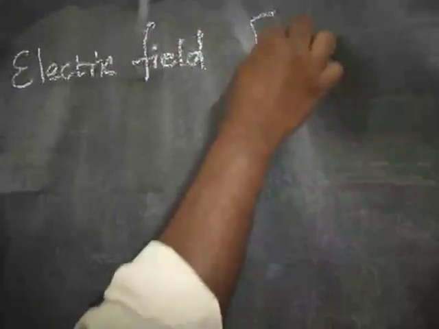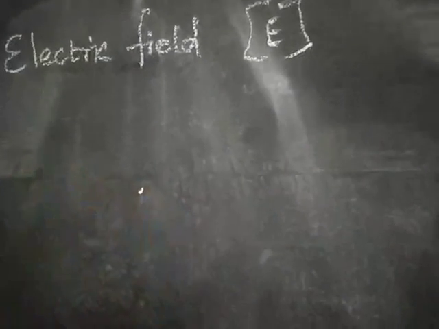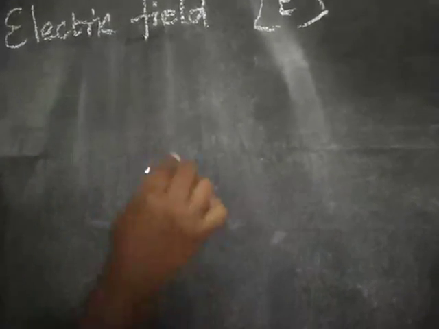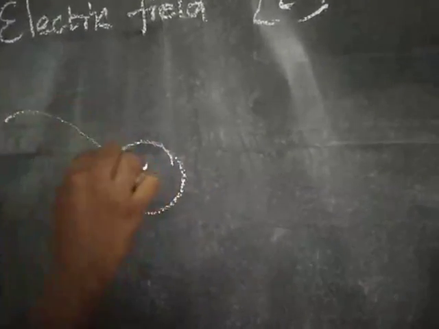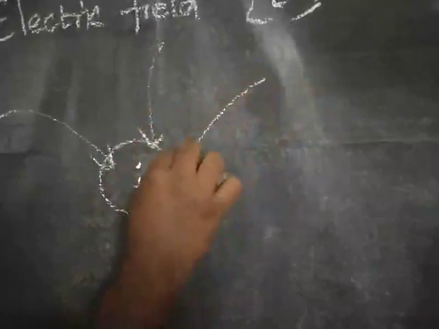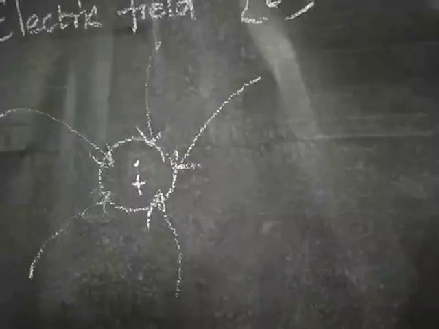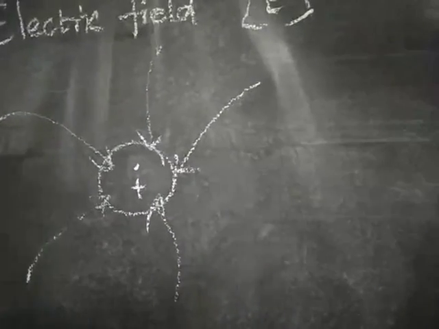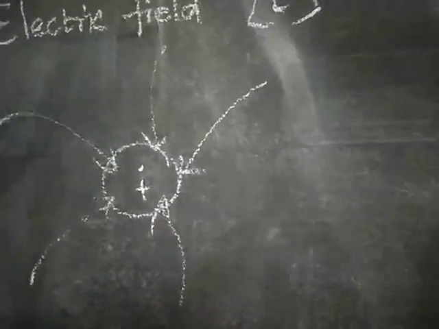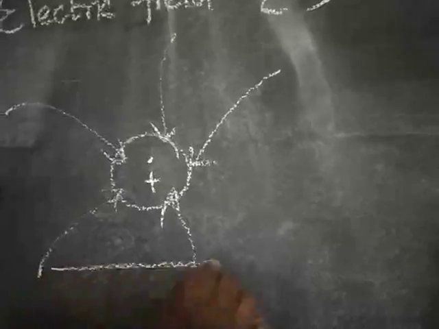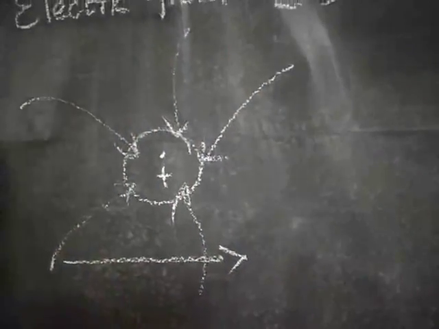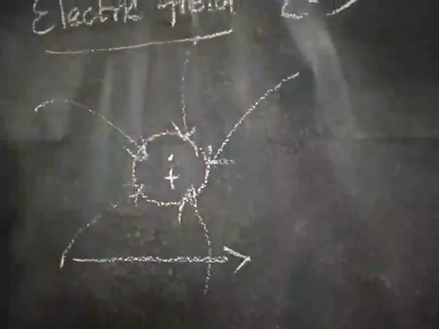So what is the symbol of electric field? E. Okay, if you are taking one positive charged particle, some forces are acting towards the positive charge. So how to represent it in the electric field lines?